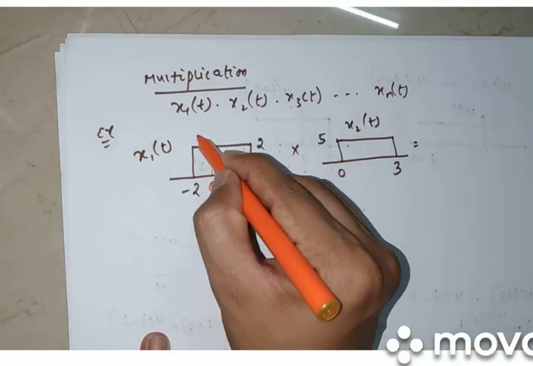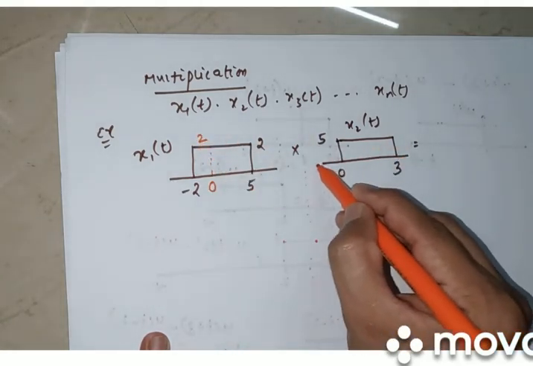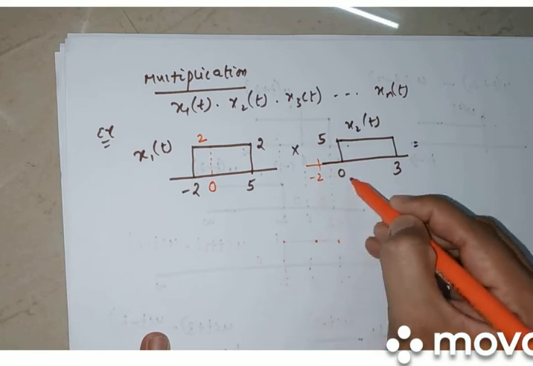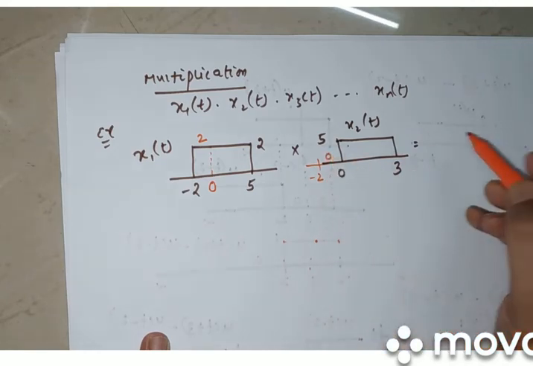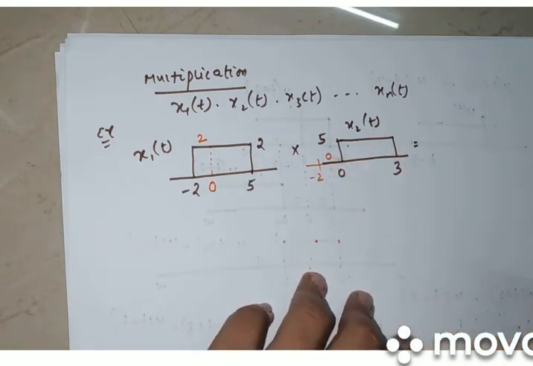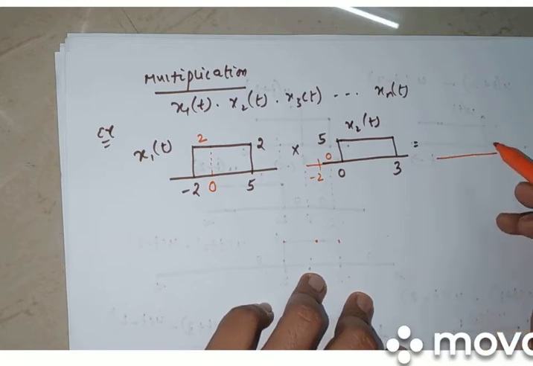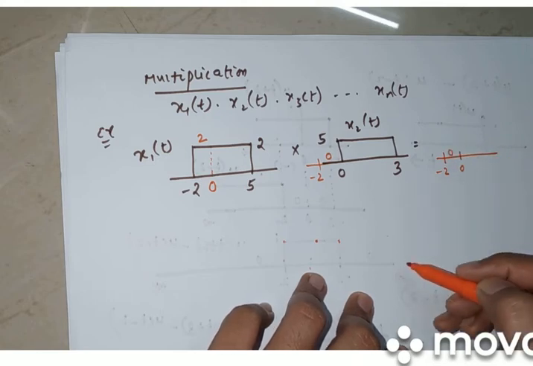-2 to 0, the value is 2. Here, -2 to 0, the value is 0. So 2 multiply 0, it is 0. So I can write -2 to 0, the value is 0.